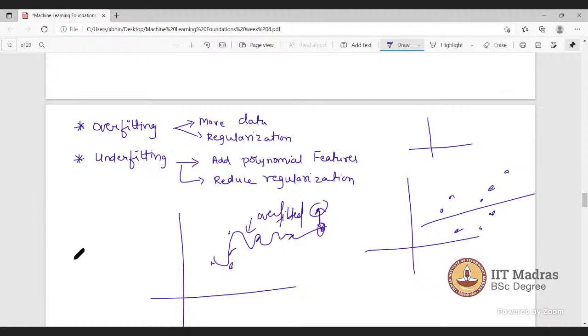Okay, so here what happens? Training loss is low and test loss is high. And in this case, training loss and test loss both are high.